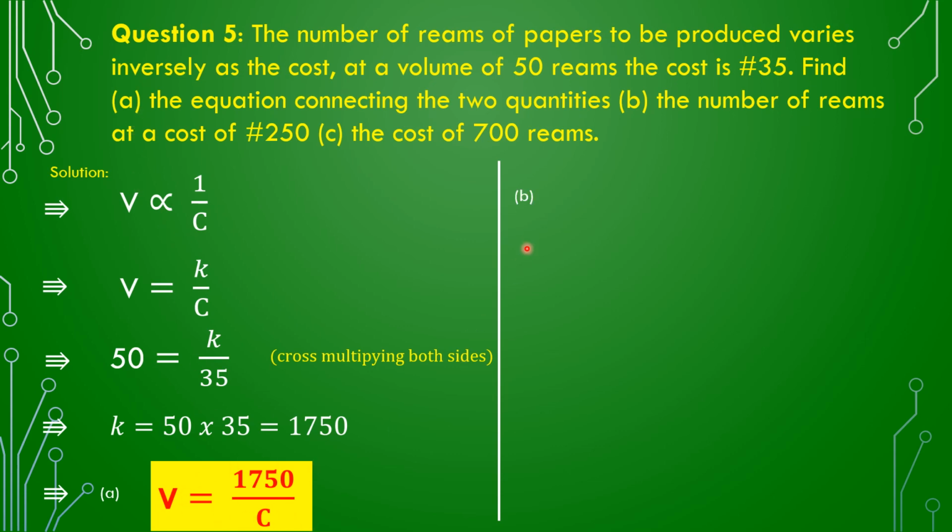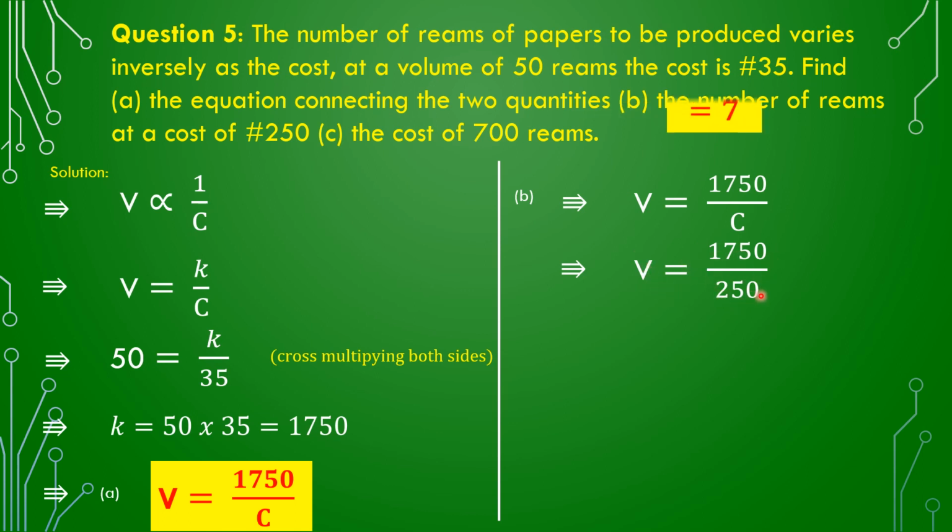So let's go to question B. It says find the number of reams at a cost of 250 naira. But we know that V is equal to what? 1750 over C. Now they said the number of reams at a cost. So we now know the cost and we also know the value of K. Simple, we insert the values. Therefore, the volume or the number of reams will now be equal to 1750 divided by what? 250. This gives us what? 7. So that is our answer B.